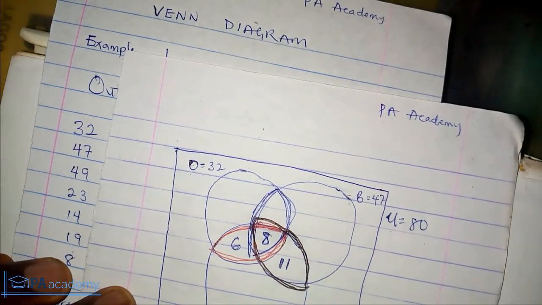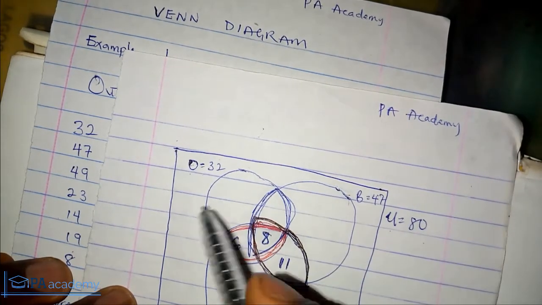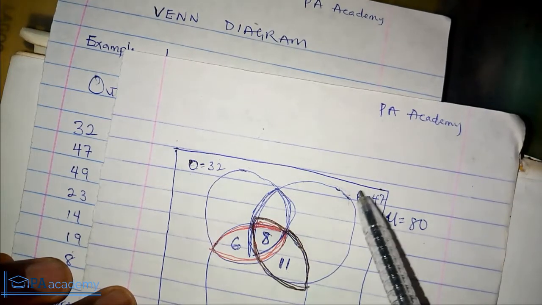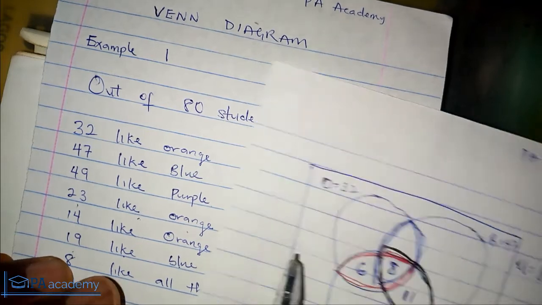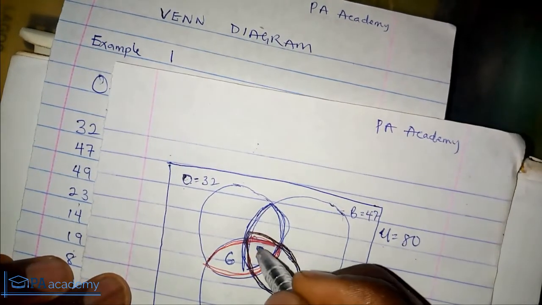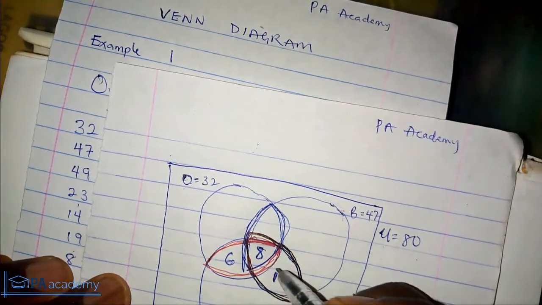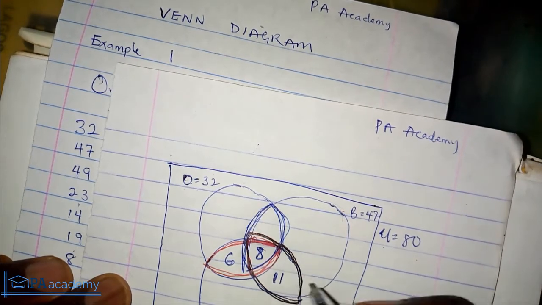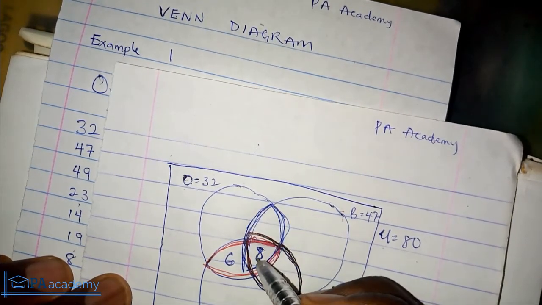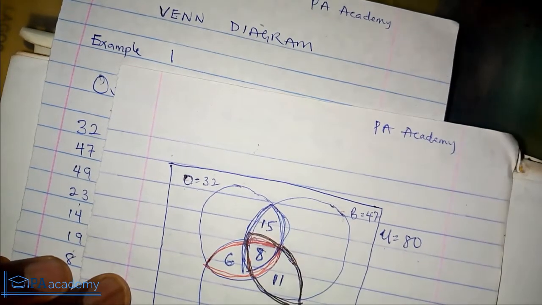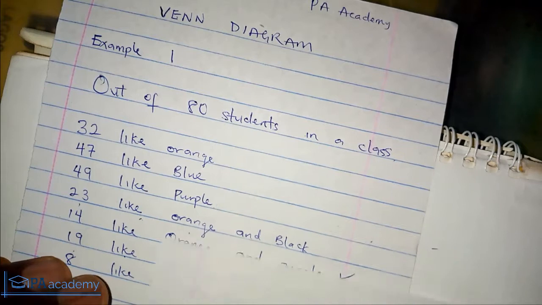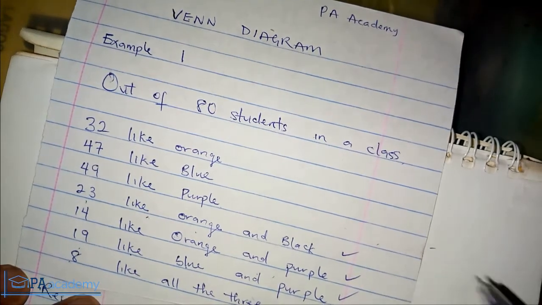So this is the section that joined them together, for those that like orange and black. We are told that they are 23. 23 like orange and black. So out of that 23, 8 like all the three colors. So what we are going to do is just 23 minus 8, and that will give us 15. So we'll be left with 15. So let's continue. We've done this already.